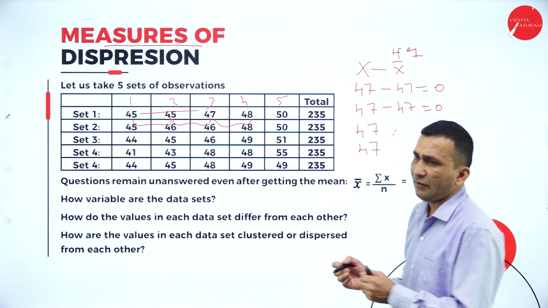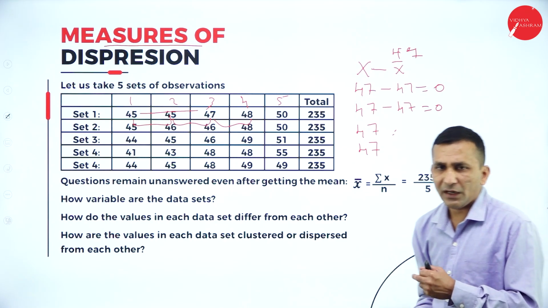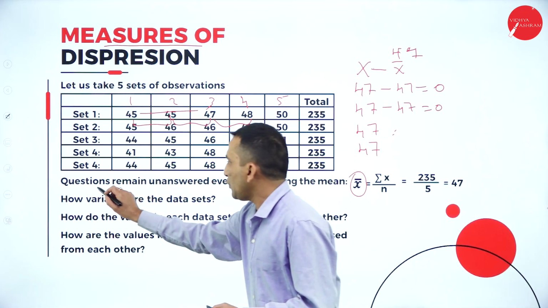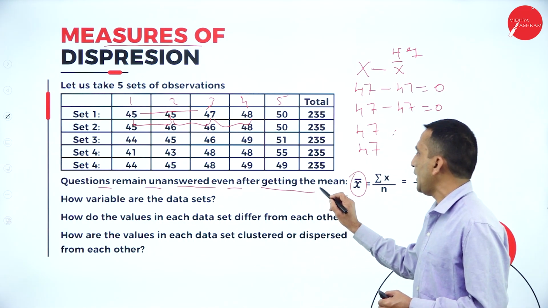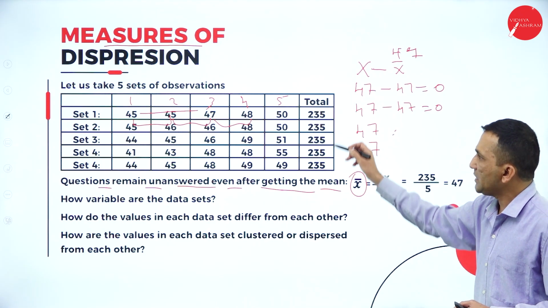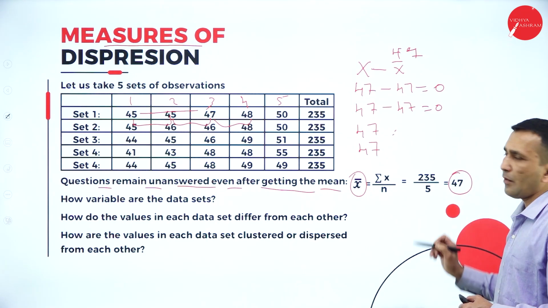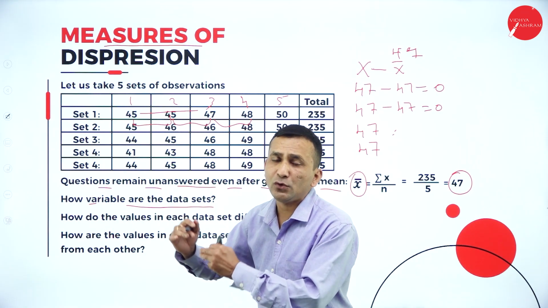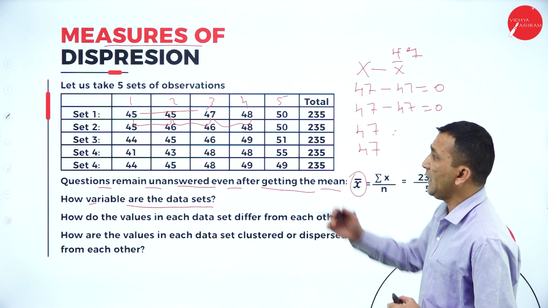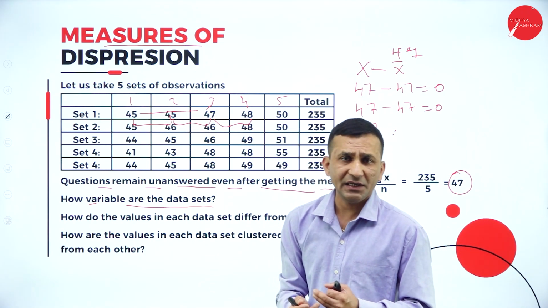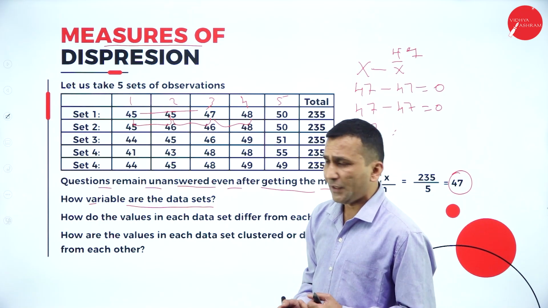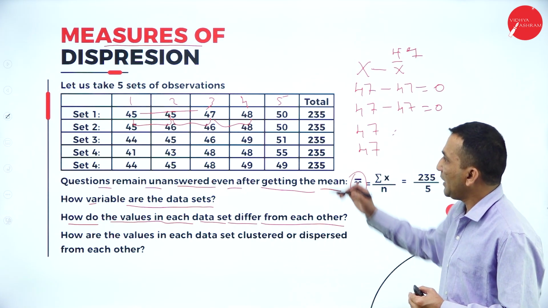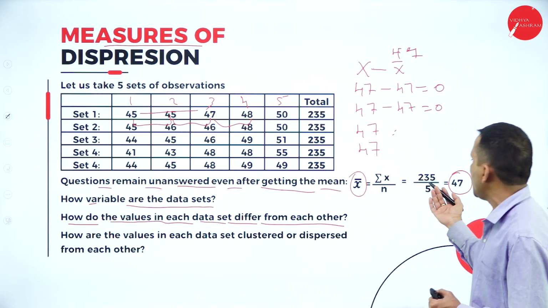But in the other case, when we calculate for a different set of data, of course we are taking a criterion for X bar here. The question remains unanswered even after getting the mean. Here in this case, for 5 sets of data, the mean is always common, 47 we are getting. So how will the data set vary? Now we need to get an idea or clarity about each set of data, what variations we are able to identify. We need to identify how the values in each data set differ from each other, but we are not able to identify because the mean is 47.